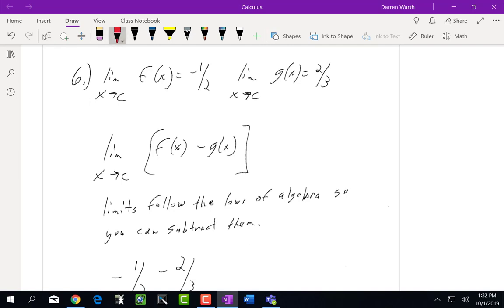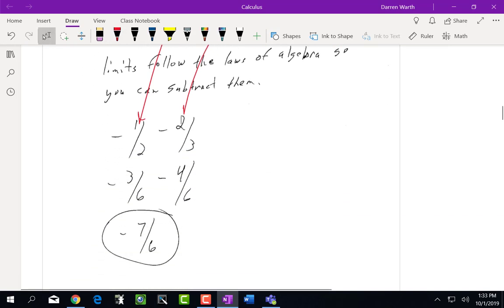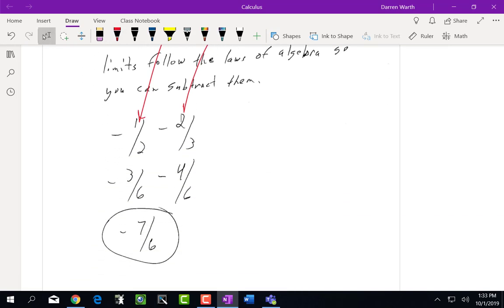So taking my 2 equations right here, this one was equal to -1/2, and this is equal to 2/3. Limits follow the laws of algebra, so I can just take -1/2, subtract 2/3, and find that answer. I just need a common denominator. My common denominator is 6, so I'm going to multiply this one by 3, and I need to multiply this other one by 2.